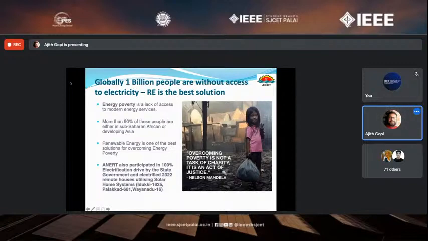As the great Nelson Mandela said, overcoming poverty is not a task of charity, it's an act of justice. So overcoming energy poverty is the same as well. It's an act of justice. For overcoming this energy poverty, renewable energy is the best solution, especially solar energy, because solar energy can do wonders.